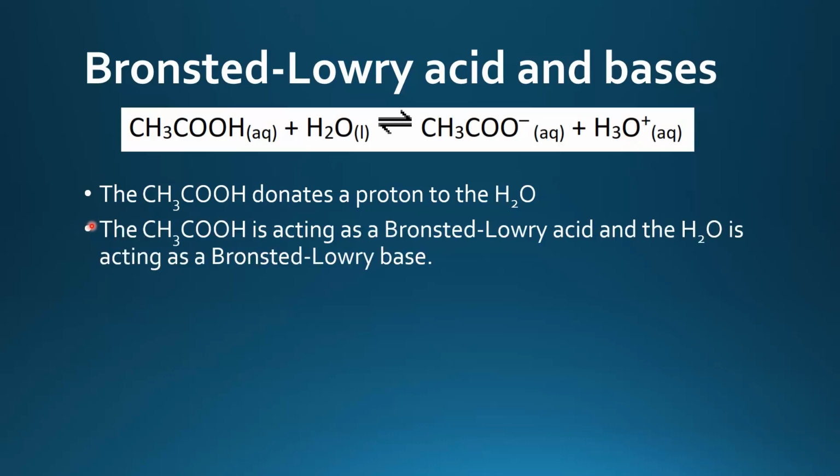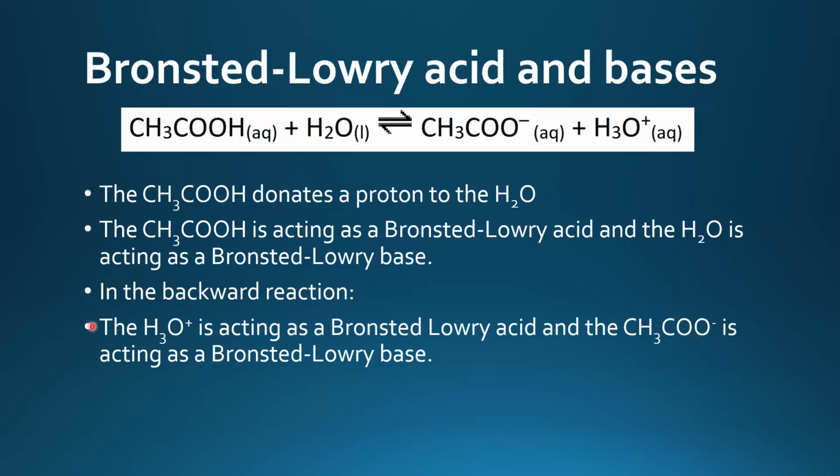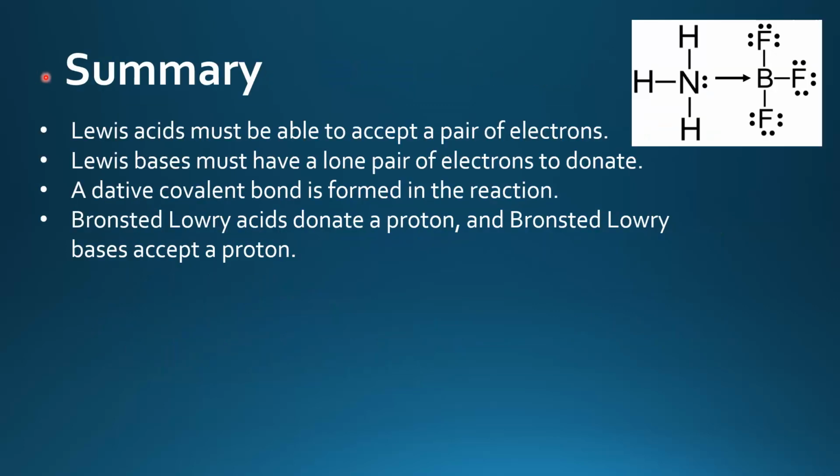So the ethanoic acid is acting as a Bronsted-Lowry acid, and the H2O is acting as a Bronsted-Lowry base. Now in the backward reaction, because this is a two-way reaction, it'll form an equilibrium. In the backward reaction, the H3O+ is acting as a Bronsted-Lowry acid, and the CH3COO- is acting as a Bronsted-Lowry base. This H3O+ hydronium ion is donating a proton to the ethanoate ion, and that's forming ethanoic acid and water.